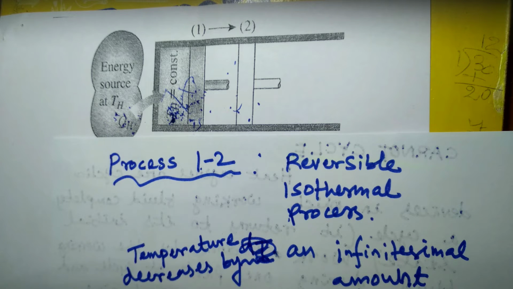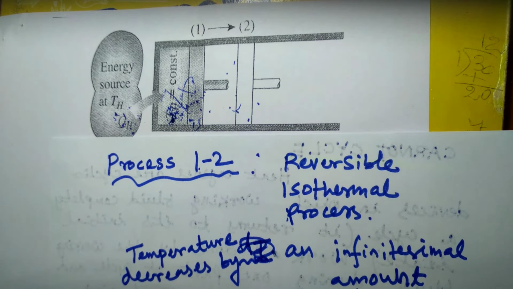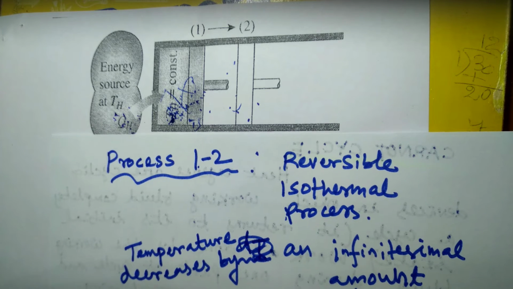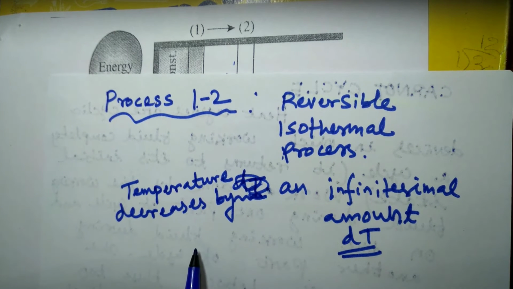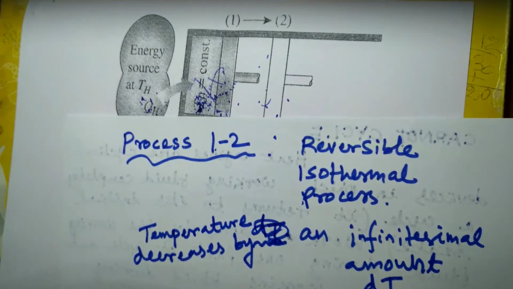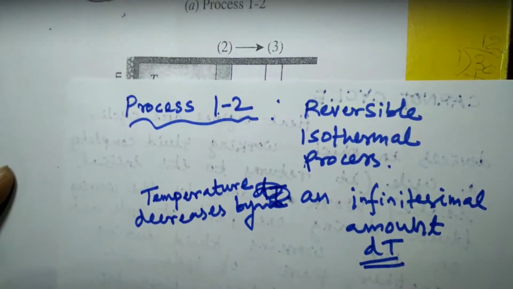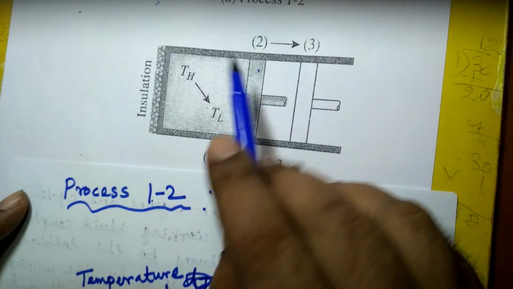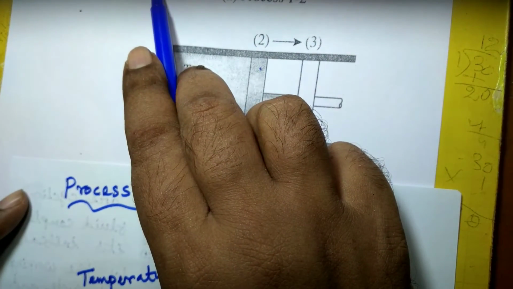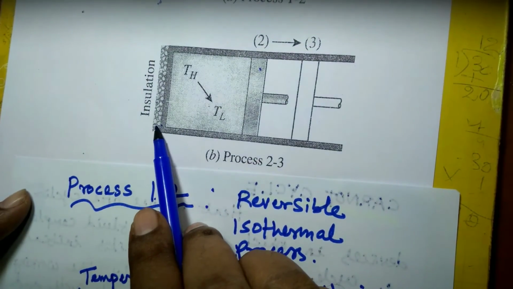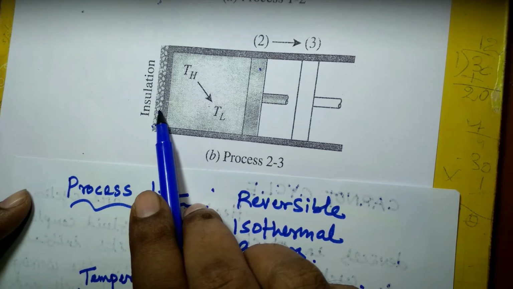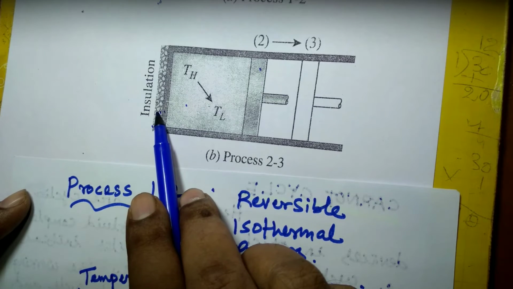Of course we have to assume that the piston is frictionless. So two important things: process 1 2 is reversible and it is isothermal, because the temperature of the system remains constant during this process. Next, once the system reaches state 2, the energy source is replaced by an insulation.